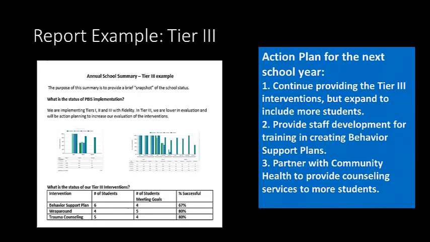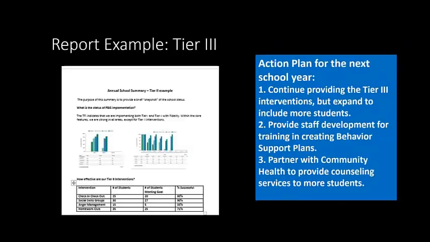So I apologize that that report example isn't there. We did put together this example for Tier 1, Tier 2, and Tier 3, and we can definitely send that out if that's something you're interested in, just looking at some brief annual school summaries that can be shared, or that you would develop, that can help meet that TFI goal.